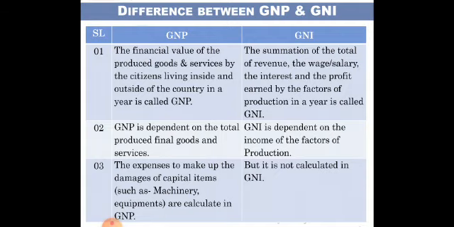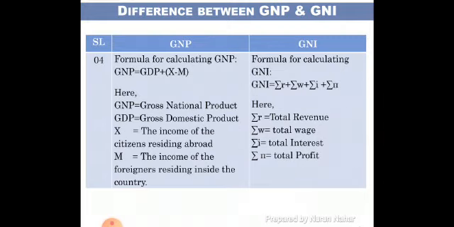GNP is dependent on the total produced final goods and services, but GNI is dependent on the income of the factors of production. The expenses to make up the damages of capital items such as machinery, equipment, factory buildings, etc. are calculated in GNP, but they are not calculated in GNI. Let's see another difference regarding the formula of GNP and GNI. As you can see, the formula of GNP depends on the product: gross domestic product plus X minus M. That is, GNP is dependent on the total amount of the produced goods and services, but GNI is dependent on the total income of the four factors of production.